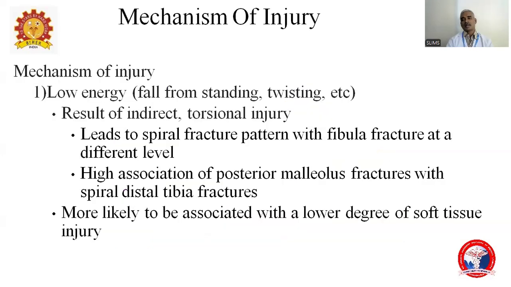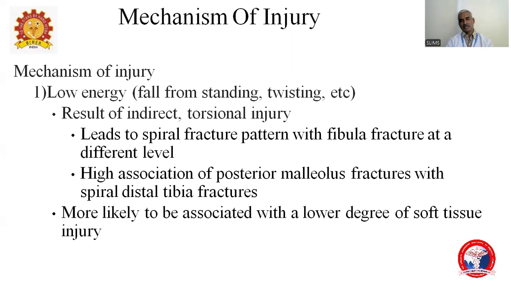Why do we have to know the compartments of the leg? In comminuted fractures, where the bone is shattered into two or three pieces, the hematoma would dissipate in the muscle planes, forming compartment syndrome. We should know which compartment the hematoma is in, and then we have to do a fasciotomy to prevent compartment syndrome. So for that, we should have knowledge of the compartments.